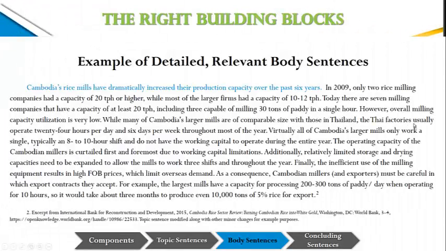So I know this is a bit small, but I just grabbed a paragraph from, I think it was a World Bank report, and then I just added my own version of a topic sentence as an example. Cambodia's rice mills have dramatically increased their production capacity over the past 6 years. So let's do our little check of topic sentences. Is it specific? Yeah, it looks pretty specific because we're talking about production capacity in a specific time. Is it clear? I think so. And is it interesting? Well, everybody has their own opinion on that, but I think that because of the clarity and the specificity, this would be interesting in the context of a document that the reader has chosen to look at to begin with. So let's take a look at the body sentences.